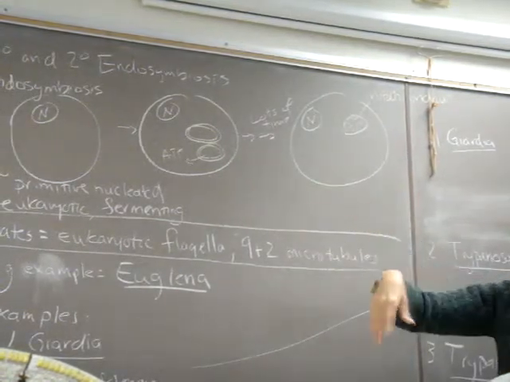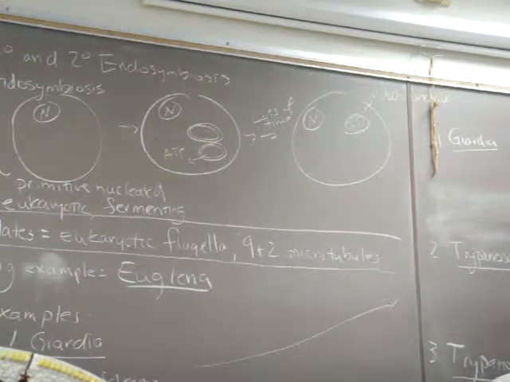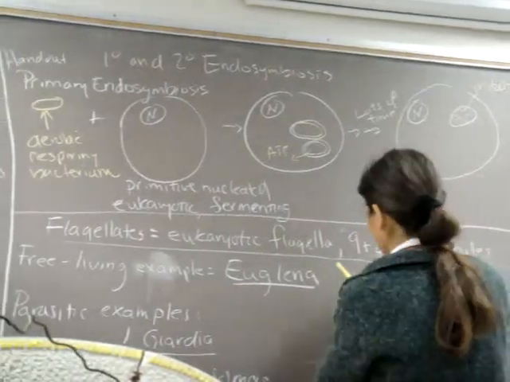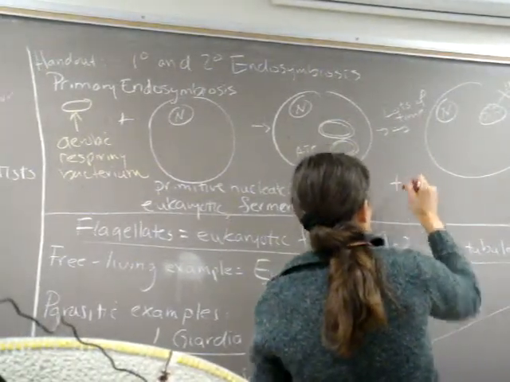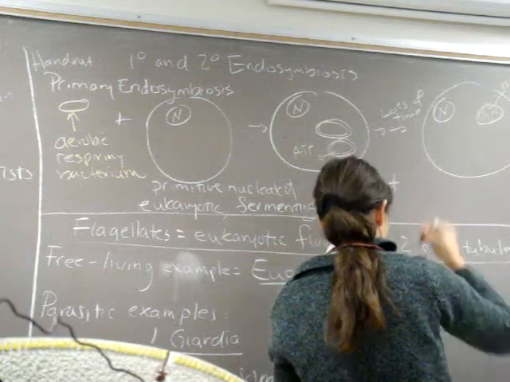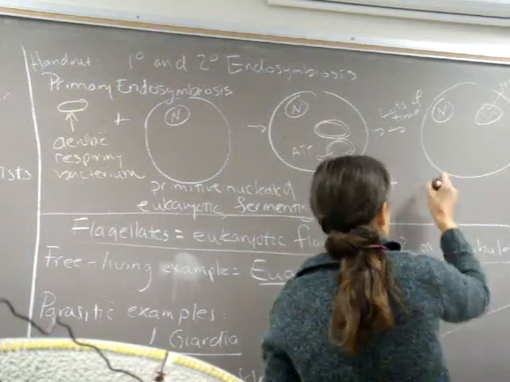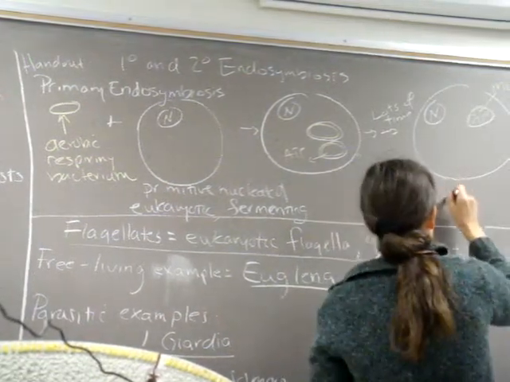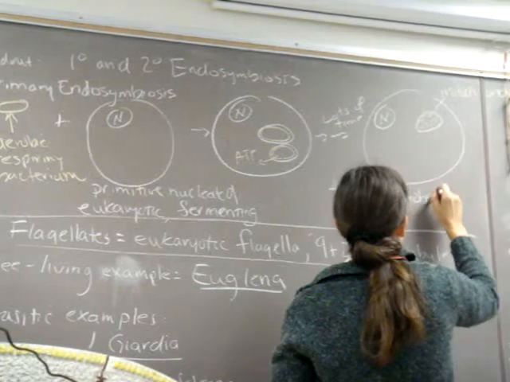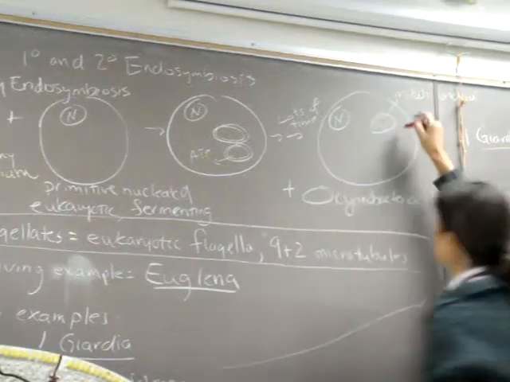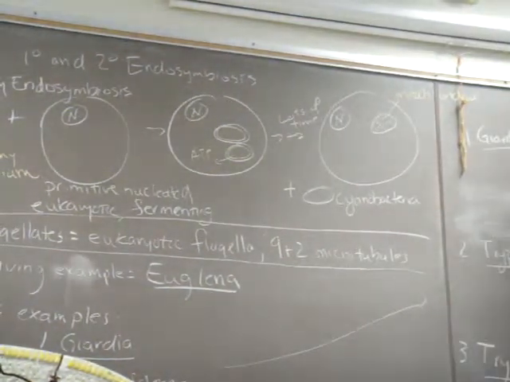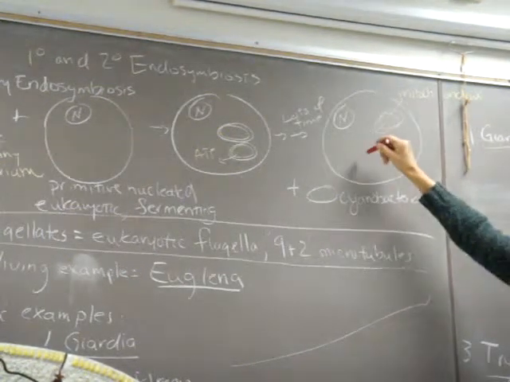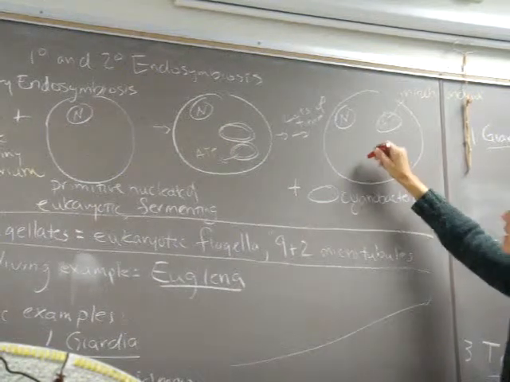And it's thought maybe a little bit later, one of these primitive nucleated cells that already had mitochondria, it ate a primitive cyanobacterium. Okay, so again, many, many years ago. So let's say this is our primitive cyanobacterium. So one of the nucleated cells that already had a little respiring endosymbiotic partner, or perhaps that had already evolved into a mitochondria, one of these guys ate a little primitive cyanobacterium.